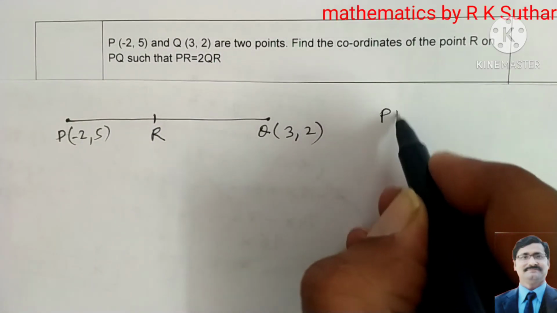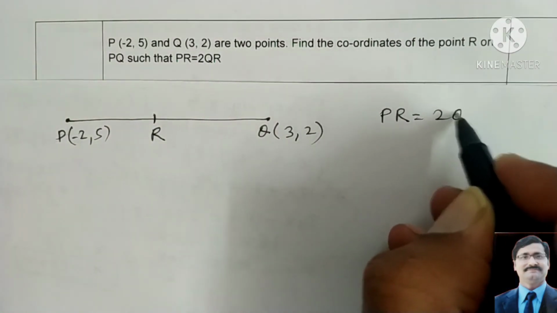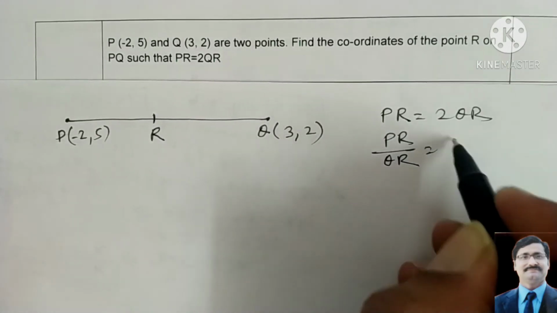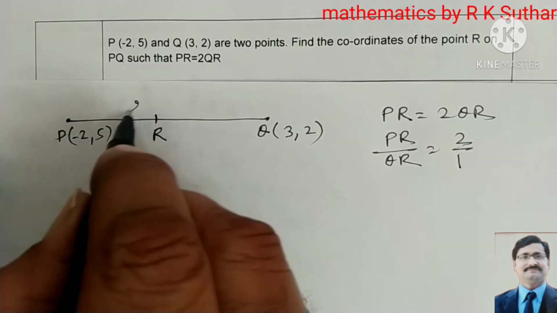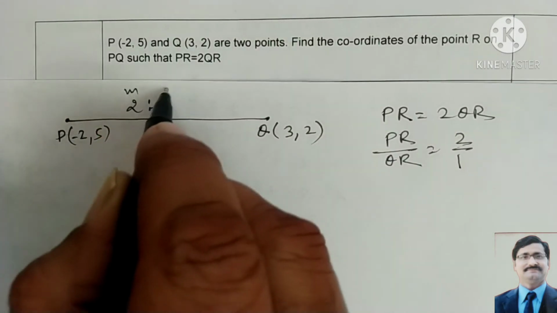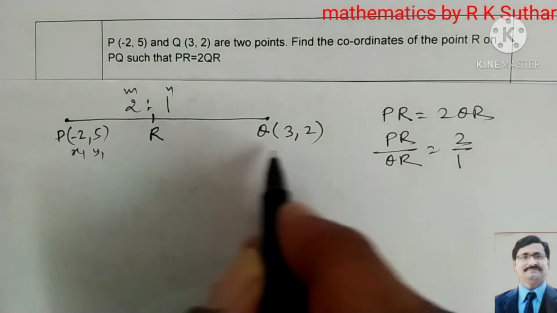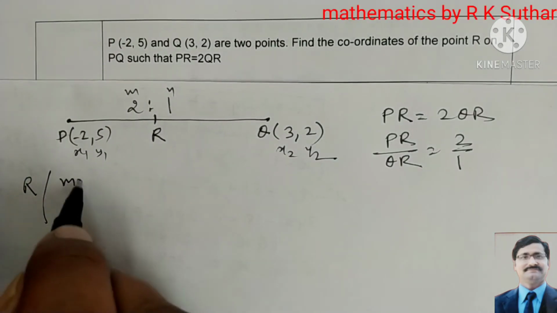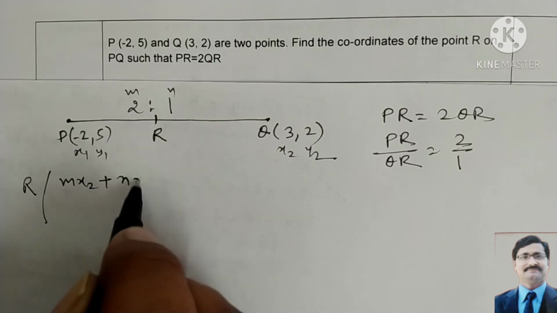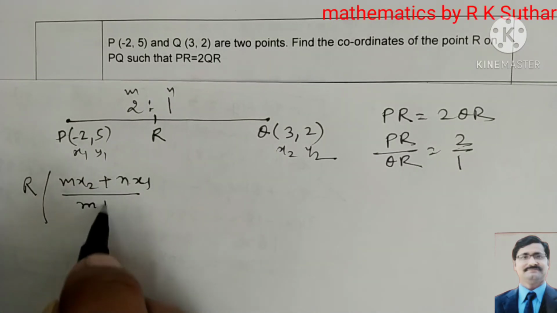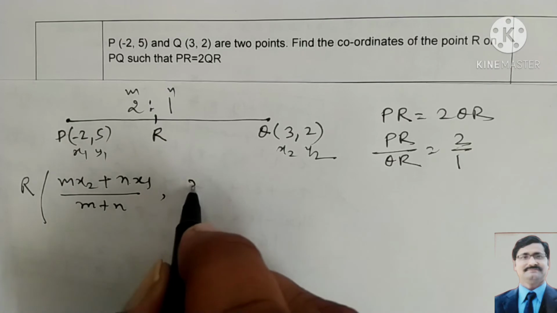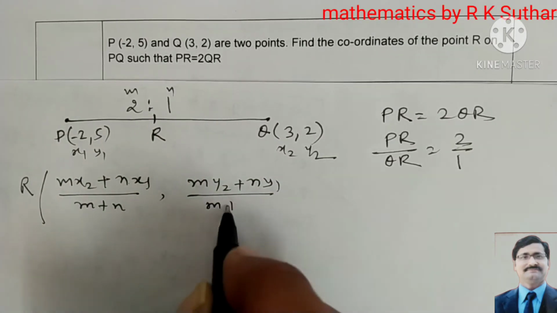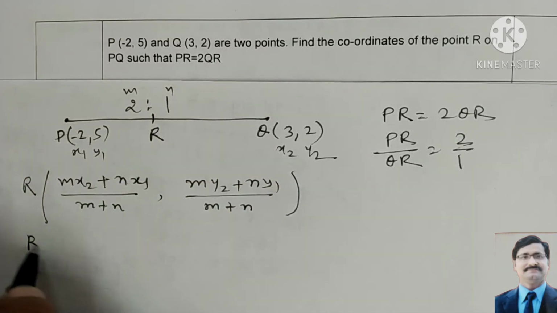So we can write here PR equal to 2QR is given, so we can write PR upon QR is equal to 2 upon 1. Means this ratio is 2:1, means this is M and N, these are x1, y1, these are x2 and y2. We can write the R coordinate is (M x2 plus N x1) upon (M plus N). Okay, and here (M y2 plus N y1) upon (M plus N). We will use this formula and we will find the answer.